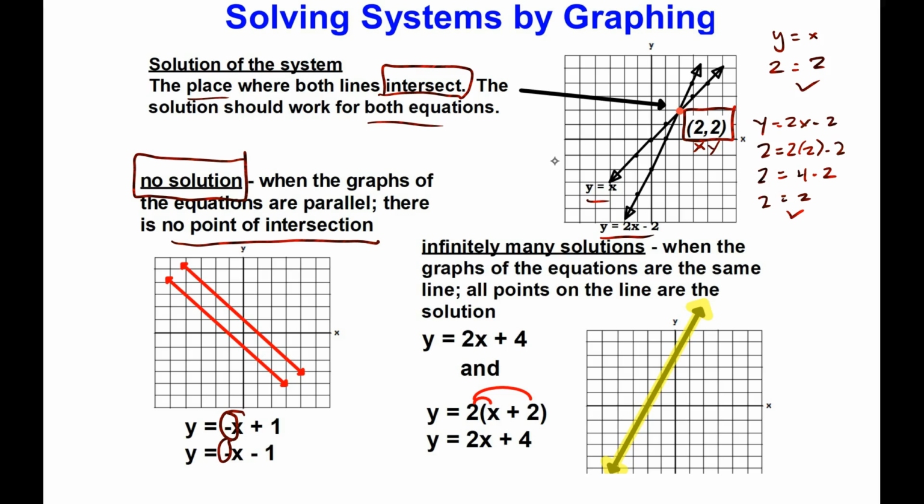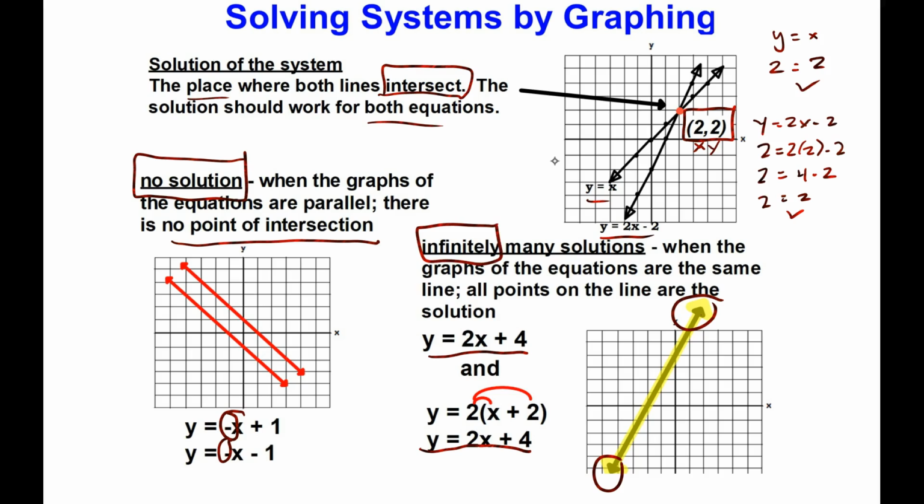Infinitely many solutions is when the graphs of the equations are the same line. All points on the line are the solution. So we have this equation, y equals 2x plus 4, and this equation, y equals 2 times x plus 2. When we simplify this, we get the same line. Both lines are the same. I made this black line and I put the yellow line on top to emphasize that the solution is where the lines intersect. So the lines intersect at every point forever. These arrows mean that they go on forever. And since the lines are on top of each other, they will touch or intersect at the same point forever.